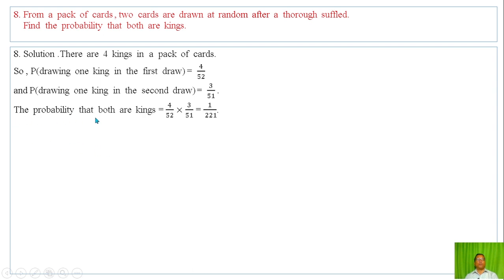The probability that both are kings is 4 by 52 into 3 by 51, that is 1 by 221.